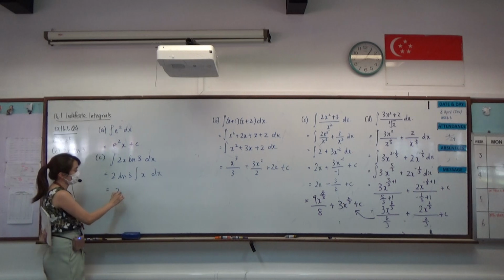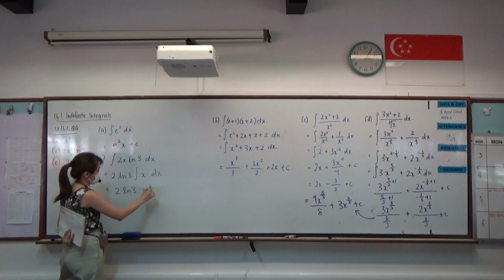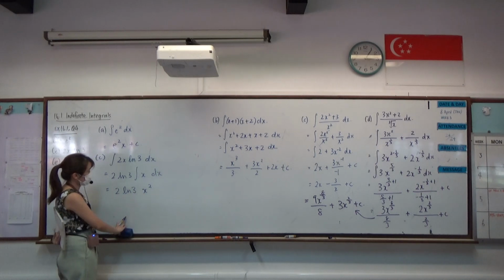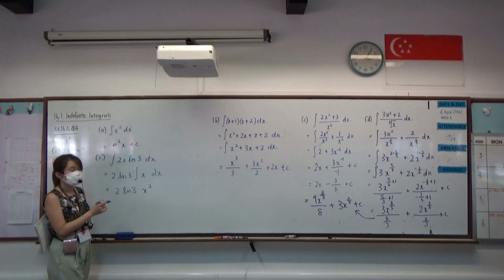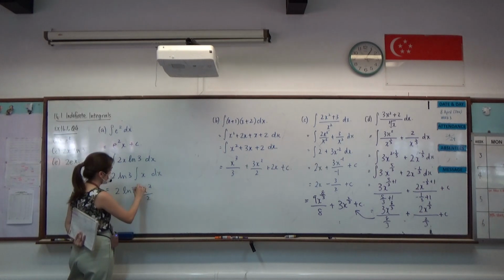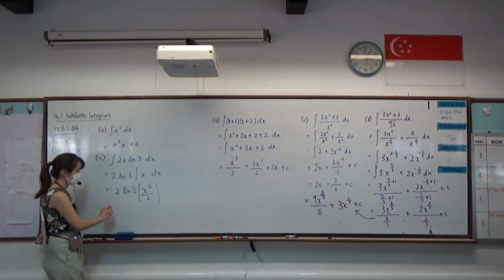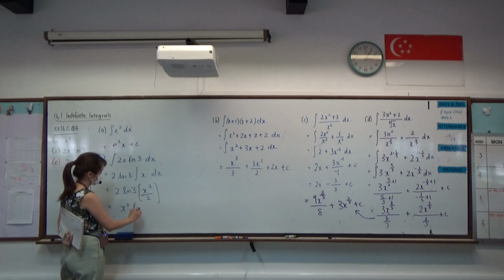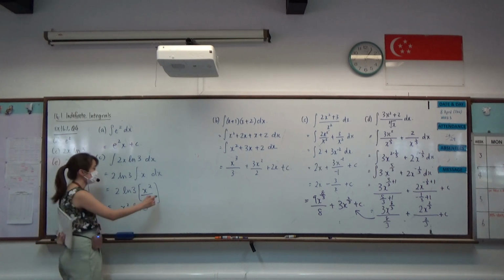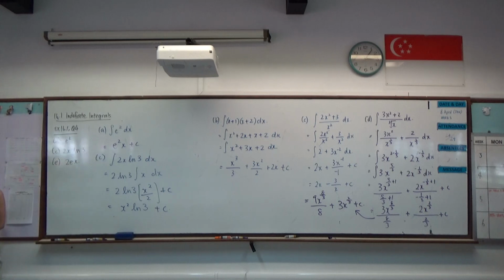Okay. Then you will get x squared ln 3. So quickly, what's the integration of x? x squared over 2. That's all. Then x squared ln 3 plus c. Okay. Wait, do you agree?